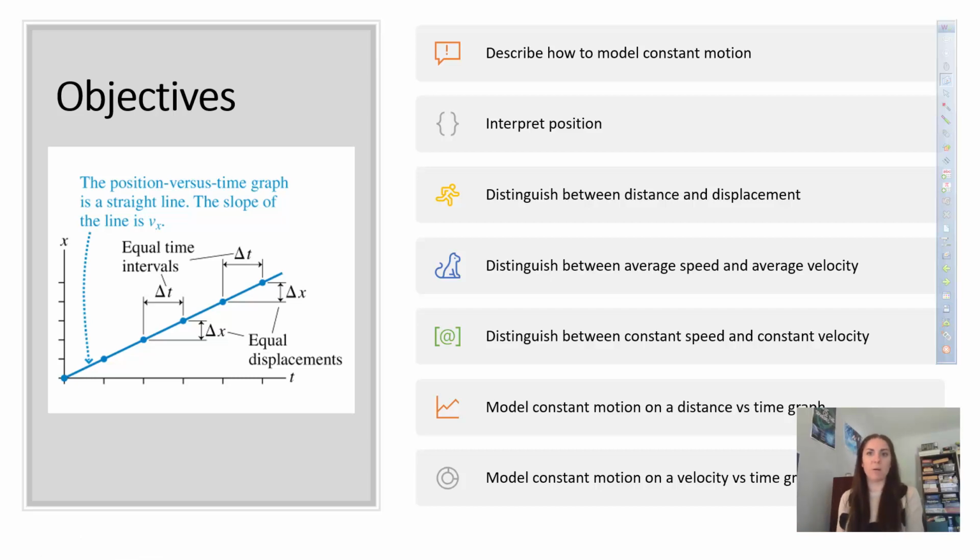So we'll talk about and interpret position, displacement, and distance, average speed, and average velocity, which is different than constant speed and constant velocity. Then we're going to model constant motion on graphs, both on a distance versus time and a velocity versus time. Fun fact, these are totally different ways to analyze the same thing, which makes it both confusing and challenging.